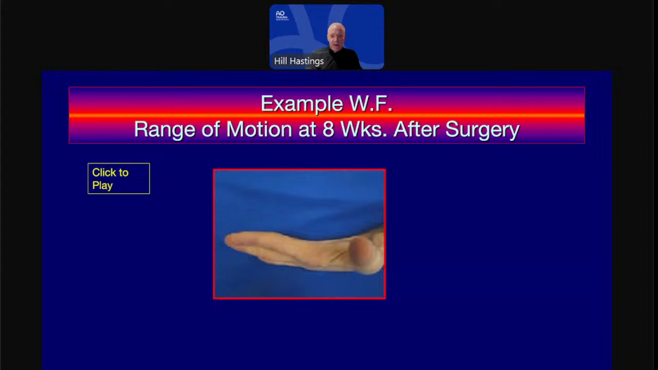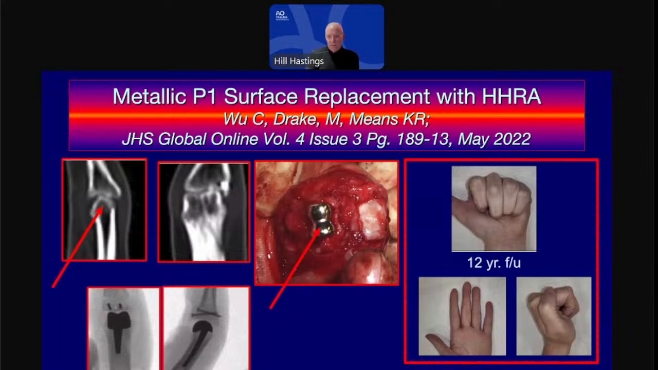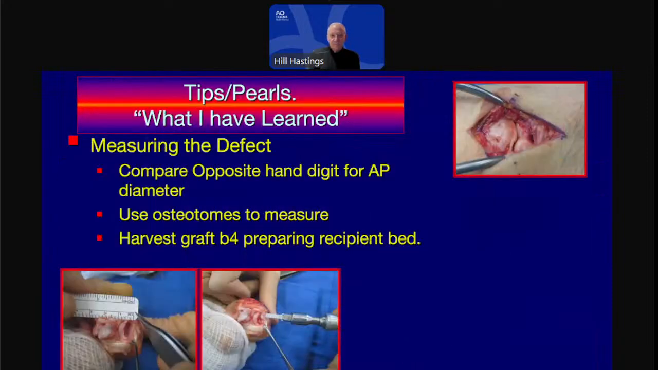I don't have experience with hemi replacements, but here's an example, and you'll find some in the literature where the head of the proximal phalanx is really arthritic, and then handled by a hemi-arthroplasty combined with a hemi-hamate, and in this case, published in May of 22, a good 12-year follow-up.